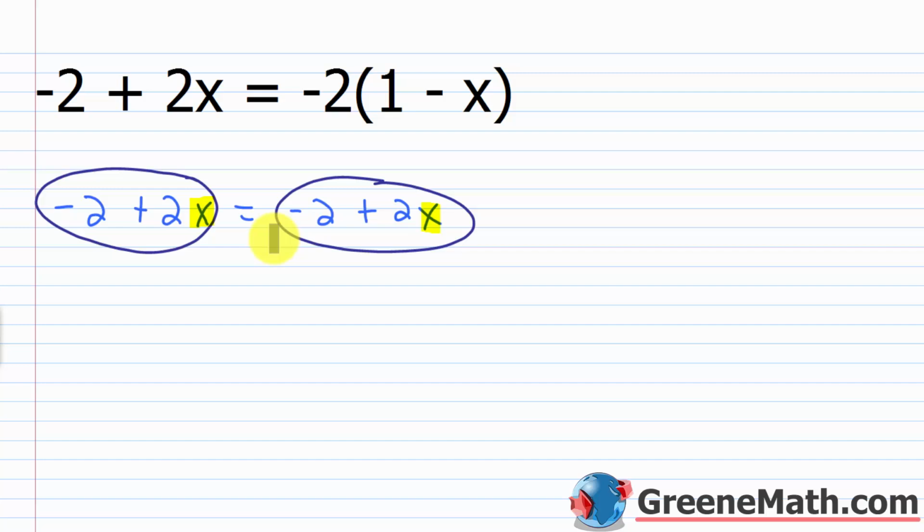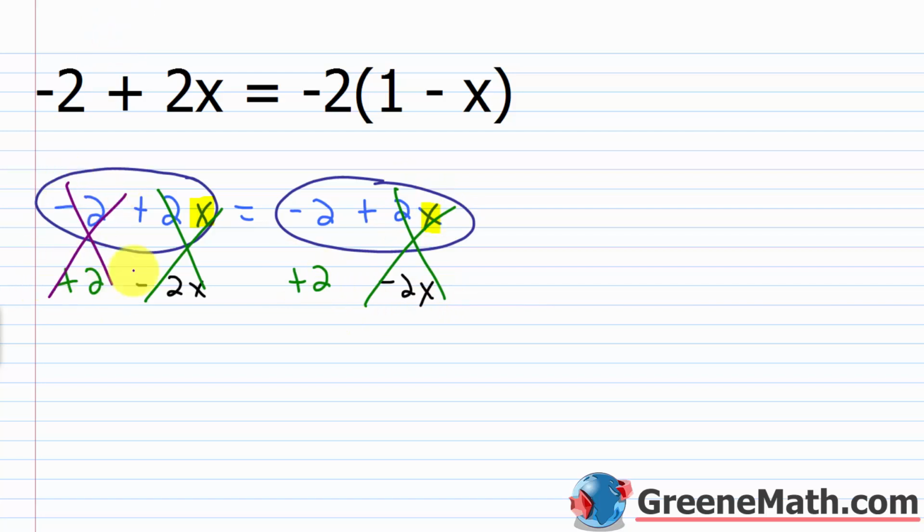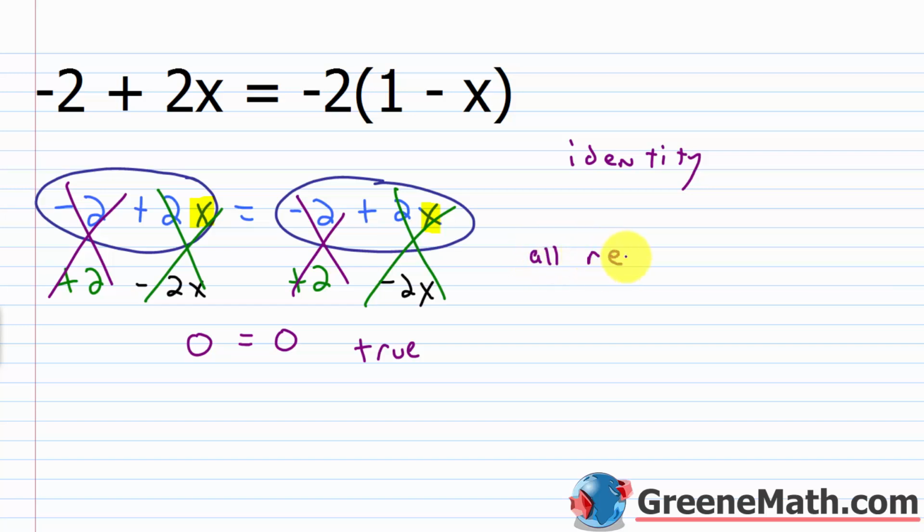The other way you could think about this is, I could go through the process of solving it. I could subtract 2x away from each side, so this is going to be gone. I could add 2 to each side, so now this is going to be gone. So what am I left with? I'm left with 0 is equal to 0, which is true. So if in the process of solving your equation, you end up with something that's just always true, then you have an identity. An identity is true for all real numbers. So you can say all real numbers. That's going to be your solution.